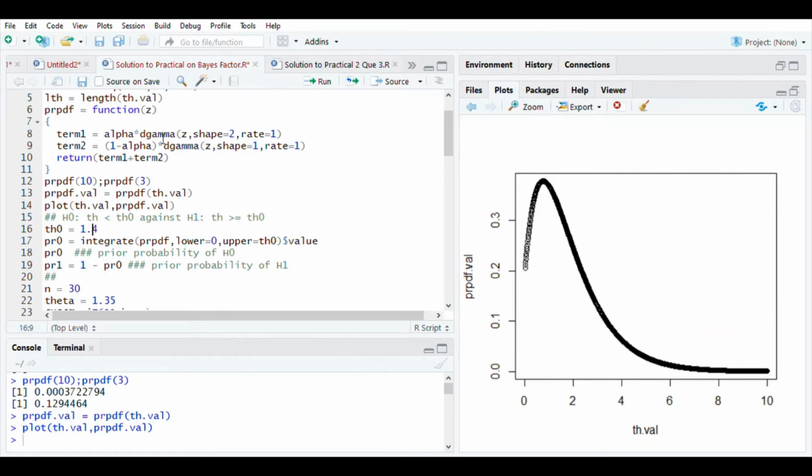Since this prior is a mixture prior, and in fact it's a continuous distribution, we don't need separate prior distributions for H0 and H1, and we are going to use this prior distribution itself as a prior of theta. So in order to find the prior probabilities of H0 and H1, we will have to integrate the prior PDF over the range 0 to theta naught to get the prior probability of H0, and over the range theta naught to infinity to get the prior probability of H1.